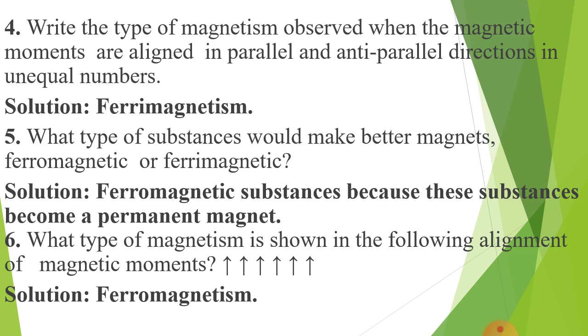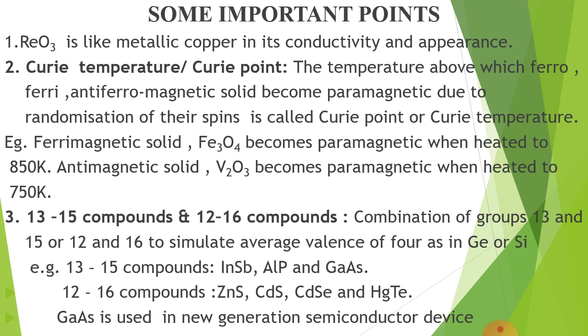Question number 6. What type of magnetism is shown in the following alignment of the magnetic moments? All the arrows are on the same side. That's why it belongs to ferromagnetism. This type of question is asked in the board examination. Now lastly, I have to focus on some important points which may be helpful to learn and understand the chapter and also helpful in your competition examination.